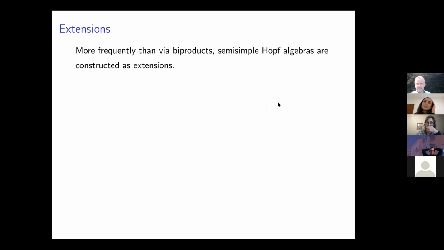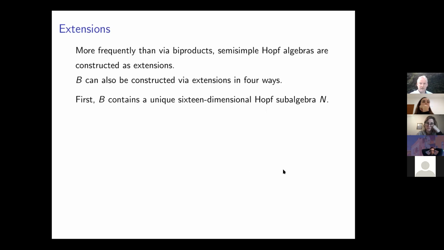So, as I said, very frequently, semi-simple Hopf algebras are constructed as Hopf algebra extensions. And this also holds for B. B can also be constructed via extensions, in four ways. I will now read you how this can be done, but also I will tell you what the difference is in comparison to Genia's previous work.